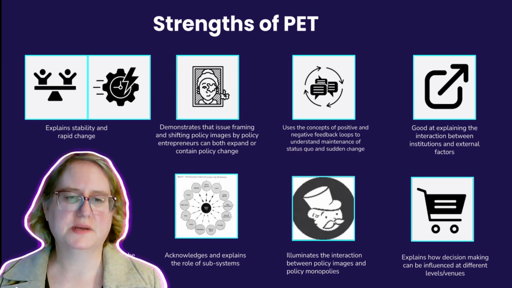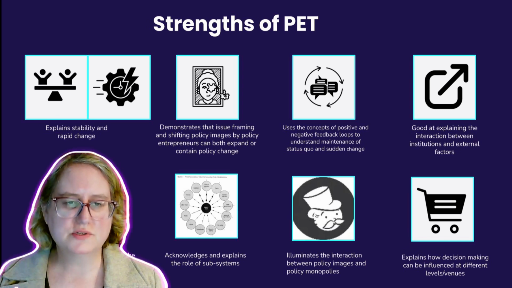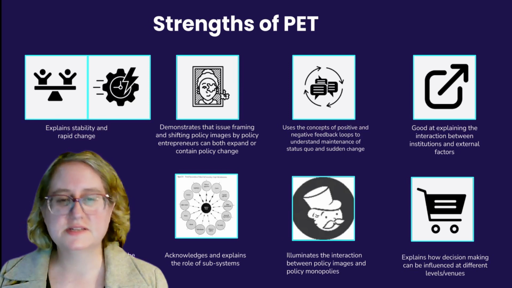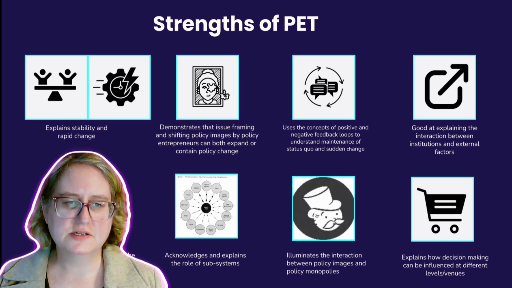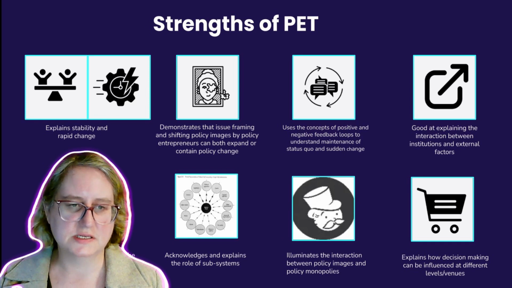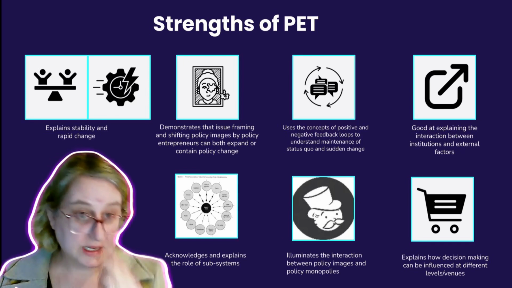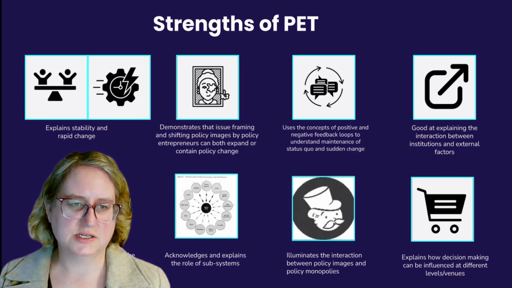Let's look now at the strengths of the PET approach, as well as some of the theoretical weaknesses and critiques. The core strength of PET is that it offers an explanation of stability and rapid change in policymaking. It demonstrates that issue framing and shifting policy images can both expand or contain policy change. PET explains how all actors can try to influence policy change, either by controlling it or by changing it.